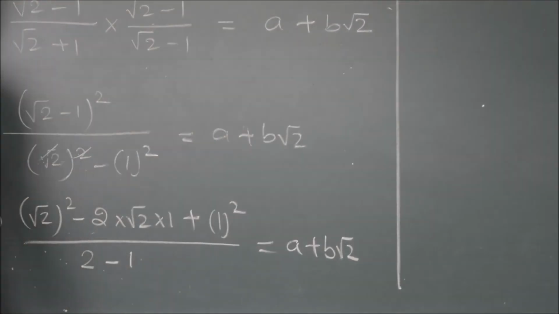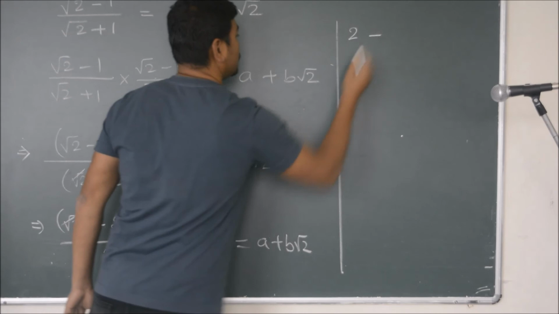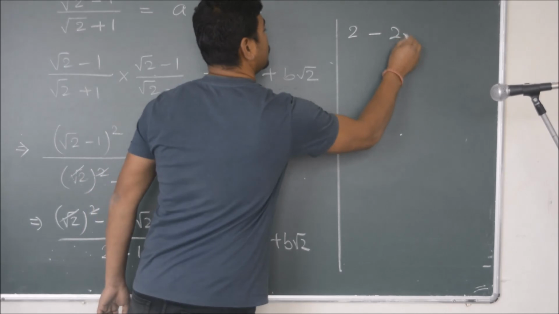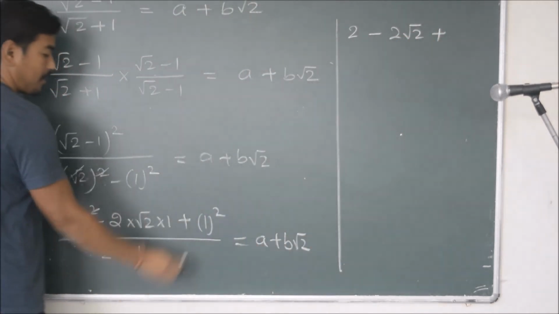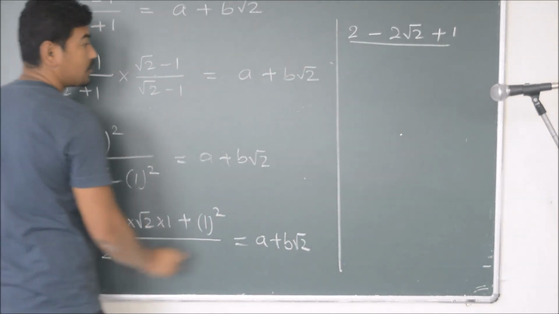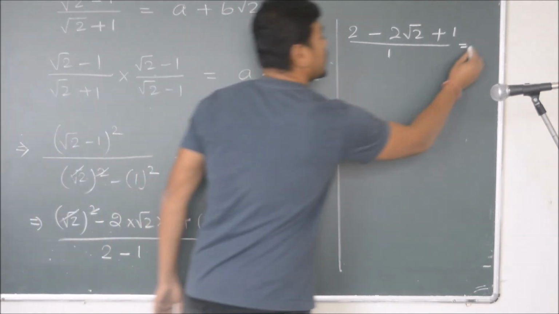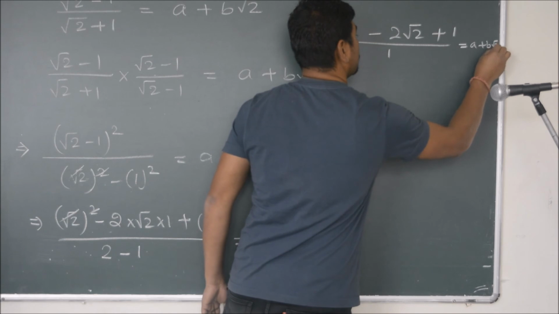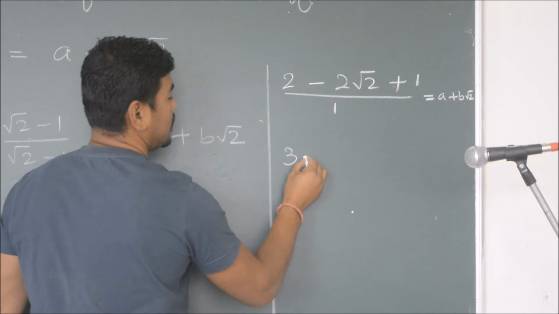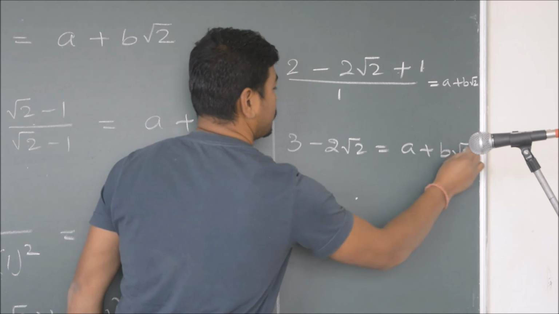Let me write this side. Okay. So square and root will cancel. It gives 2 minus 2 into root 2 into 1 is 2 root 2, plus 1 square is 1, divided by 2 minus 1 is 1, which equals, so I am going to write this one here, a plus b root 2. So 1 no need to write here, so simply write 2 plus 1 will be 3 minus 2 root 2 equals a plus b root 2.